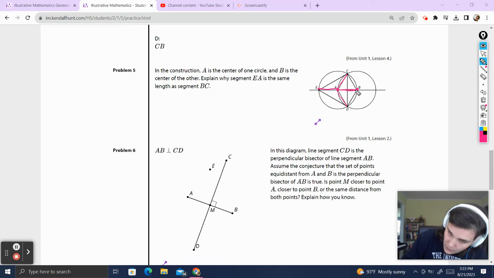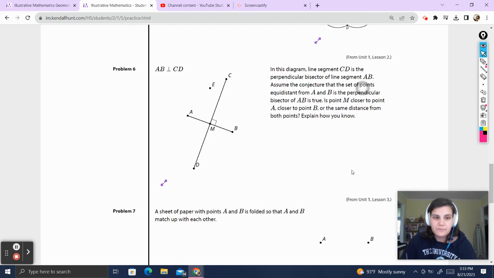This is our radius, so it's the same. So I'm going to keep it the same color because it's the same length. This is our radius, and this is our radius. So because circle A and circle B share the same length radius, that means any radius of circle B will be the same as any radius of circle A. And EA is a radius of circle A, and CB is a radius of circle B, so therefore they have to be congruent. And that's it.